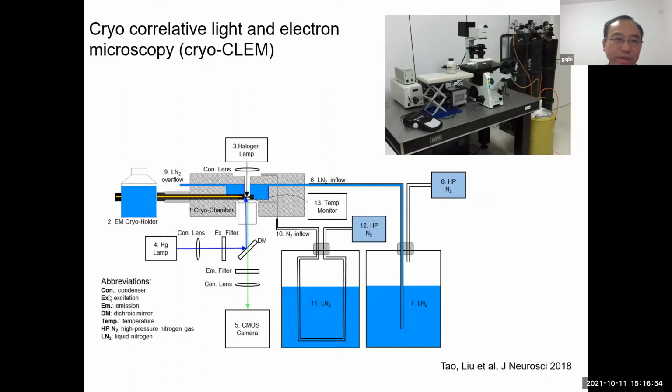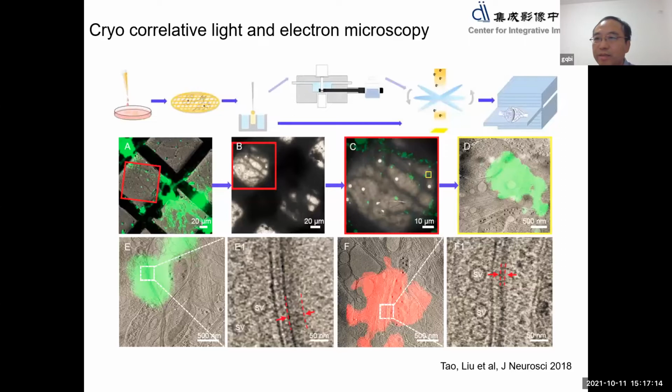In this case, we built a cryo chamber to put the sample in a cryo state at minus 190 degrees and put that on the fluorescent microscope. Then after fluorescent imaging, we can transfer the sample into EM. And that's what we can see: fluorescence imaging and also EM.